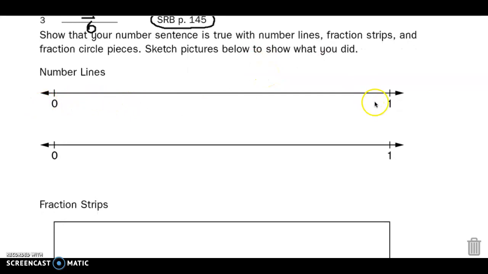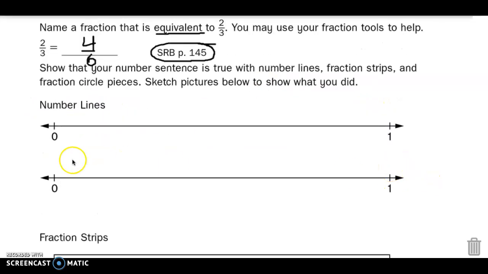Okay, I see 0 to 1 and 0 to 1. We have a whole right there. Okay, whole on both. And first I need to show 2/3. Well, I'm going to need to separate this into 3 equal parts because our denominator is 3, that downstairs number. So if I start at 0, I need 1, 2, and my whole is my third. So let's see, we're not going to do half, but I would say that's about a third. And that's about a third.